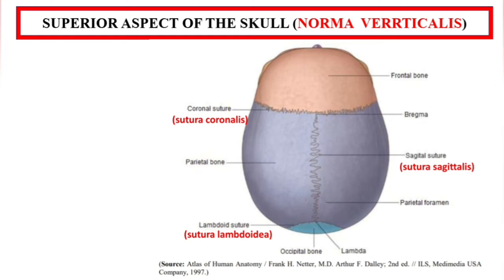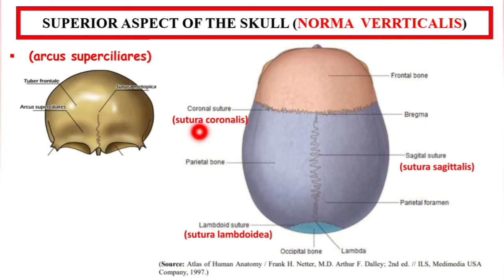The other thing which you should be able to see here, but you can't really see, is the superciliary arches, arcus superciliaris, right? In this view you can see the superciliary arch, which is the point of convexity of this bone, of the frontal bone. You can also see the tuber frontale, the frontal tuber.